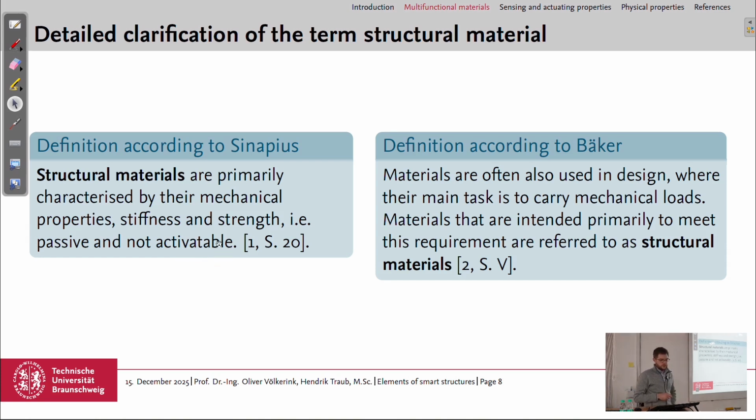There's another definition from Baker, who is also from Technological University Braunschweig, and he wrote that materials are often used in design where their main task is to carry mechanical loads. So materials that are intended primarily to meet these requirements are referred to as structural materials. So structural materials are really the materials to build load-carrying structures and are defined or characterized by their mechanical properties.